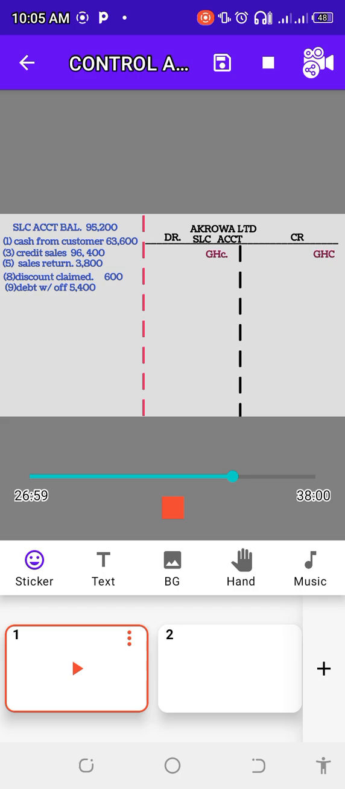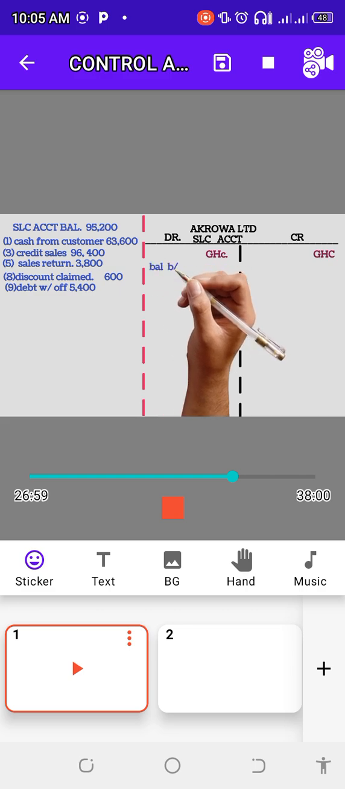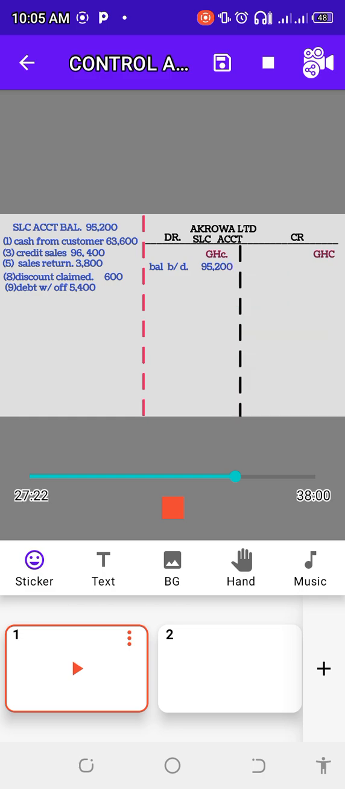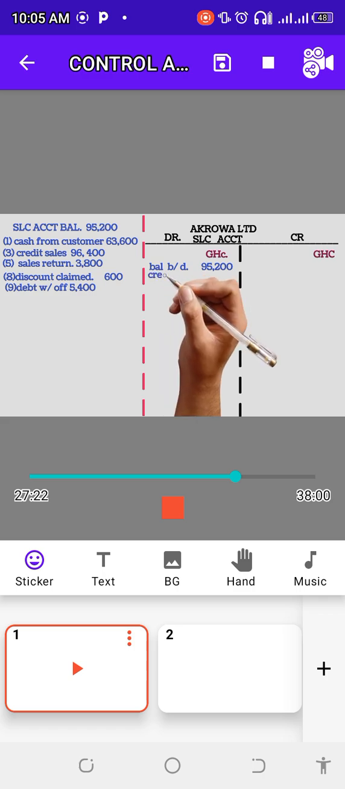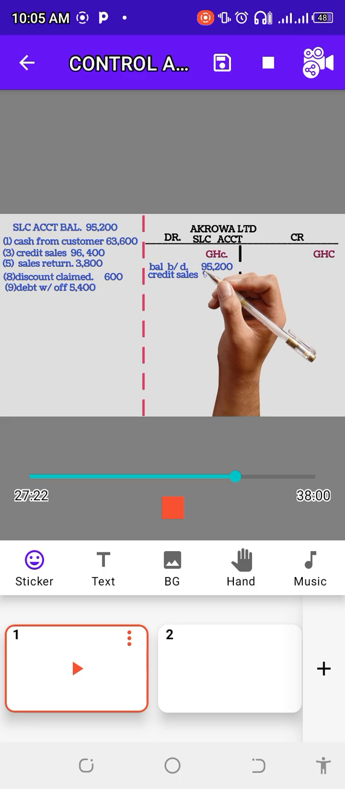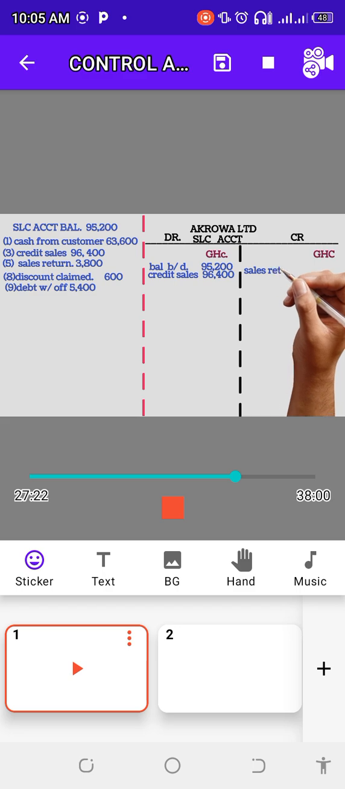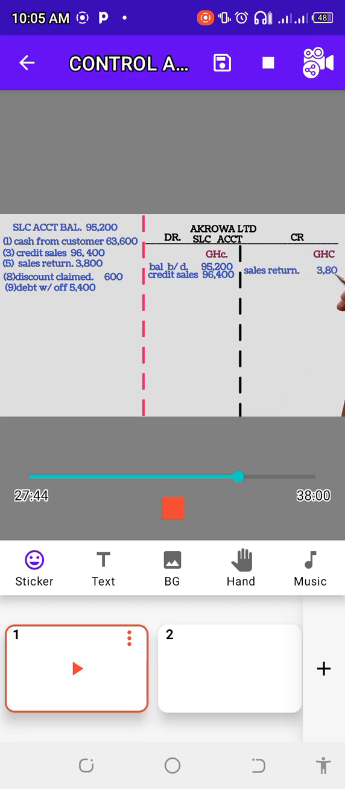Now the first thing is that sales ledger account balance brought down, which is 98,200. The other thing is credit sales. Credit sales will be by the debit side. All increase in this account will be by the debit side. All decrease will be by what? At the credit side. So return will reduce this amount. Return will be by the credit side, which is 3,800.